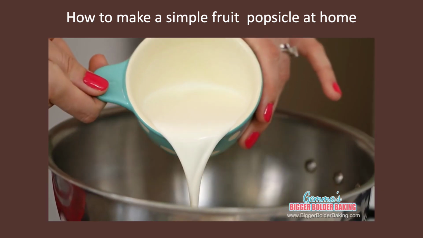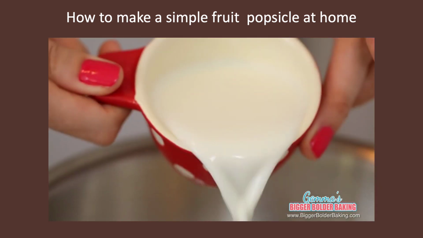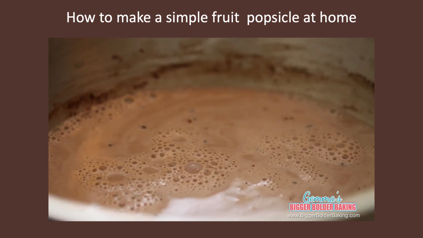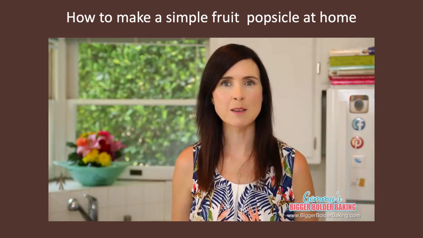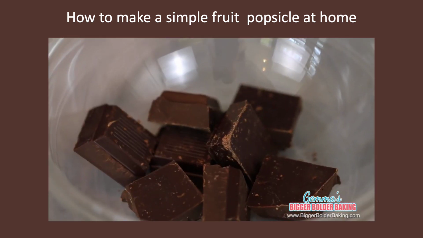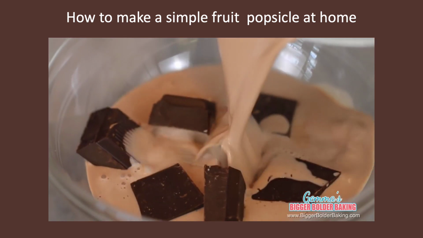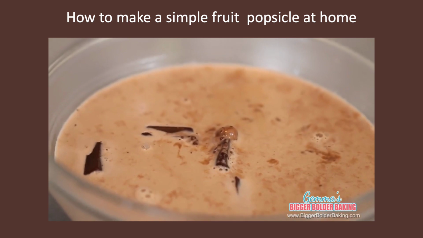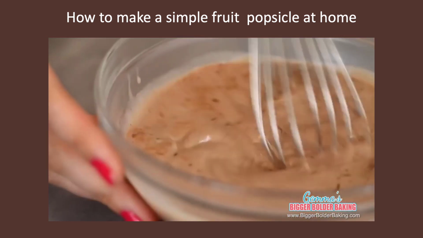In a heavy bottom saucepan, we are going to add in our cream, milk, and cocoa powder and heat all of these ingredients until they come to a simmer. Now that your cream mix has simmered, we're going to pour it over our pieces of chocolate. I like to use dark chocolate because it makes your popsicle that bit richer. Now you just want to let this mix sit and let the chocolate melt for around 2 to 3 minutes, and then we can whisk it all together.